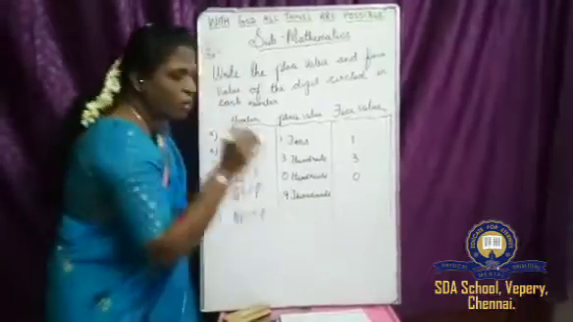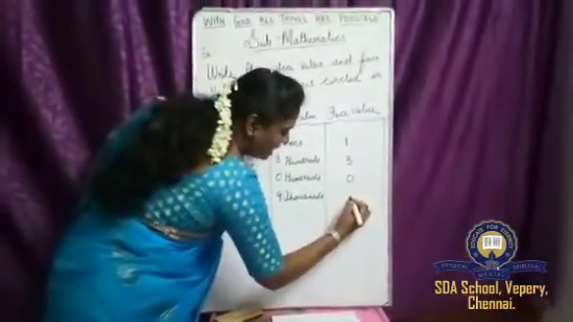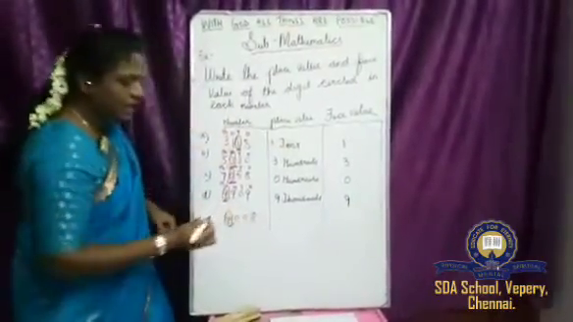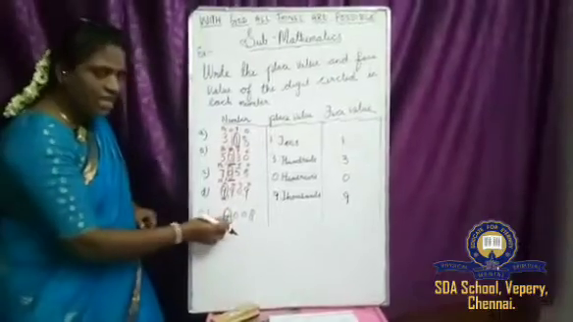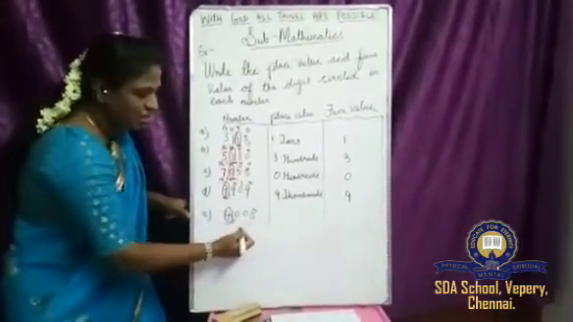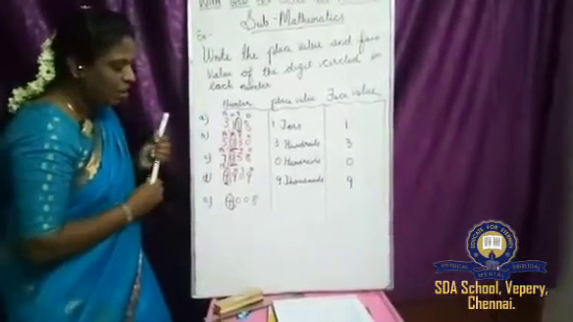So what will be the face value? Yes, the face value is the number itself. Now come to the last number. Read 4008. So the circled number is 4.